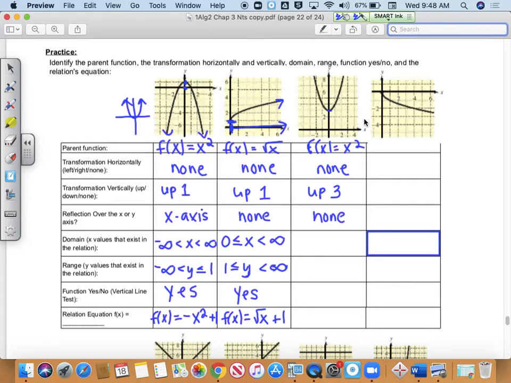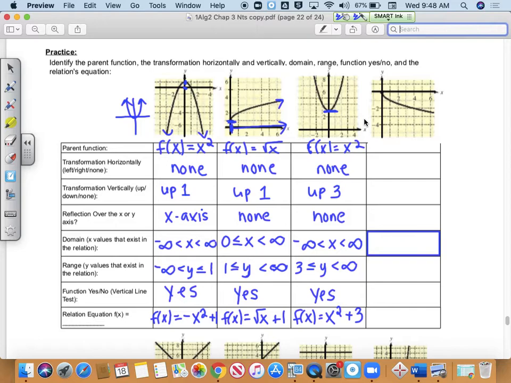The domain is going to be negative infinity to positive infinity because those numbers go on forever. The range, the smallest number on the range is going to be 3, and then that goes to positive infinity. This is also a function. And the function's equation, which you can use your graphing calculator to help you, is f of x equals x squared plus 3.